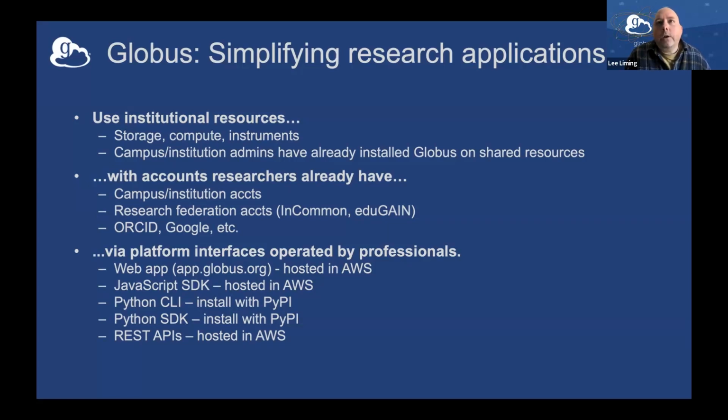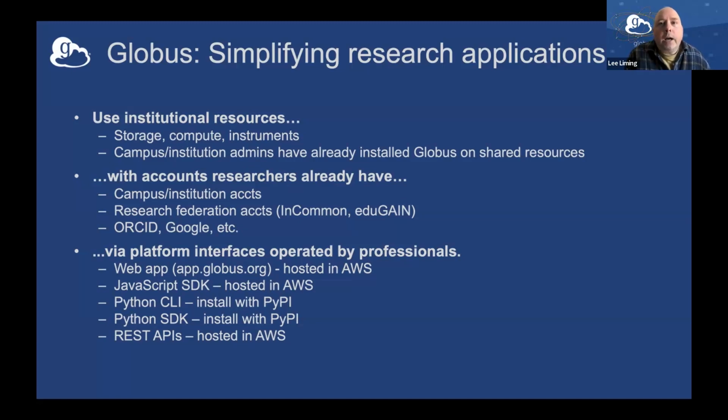So rather than creating a new account to use with Globus or creating a new account to use with your application, researchers can use the campus or institutional credentials that they already have, and when they need to log in, Globus will take them to the campus login or the research lab login or whatever login is needed, and they can use an account that they already have using the research federations that exist already.